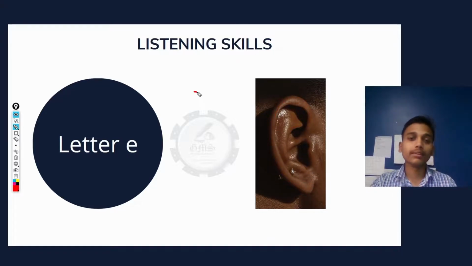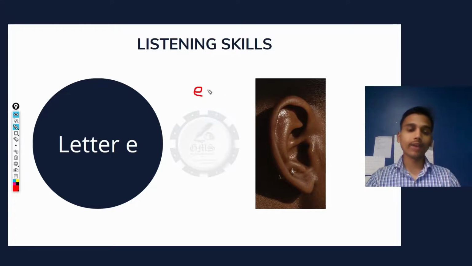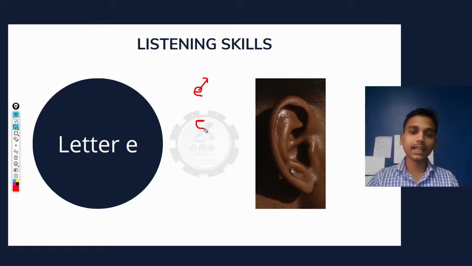Now, what are the different parts of E? So this is a typical E. Here you can find this is known as the loop. Loop size matters. Some people write E like this, where there is no loop formation. Some people write E like this, with a very small loop, and some people write it like this. It's not small, it's not too big, it's in the middle.